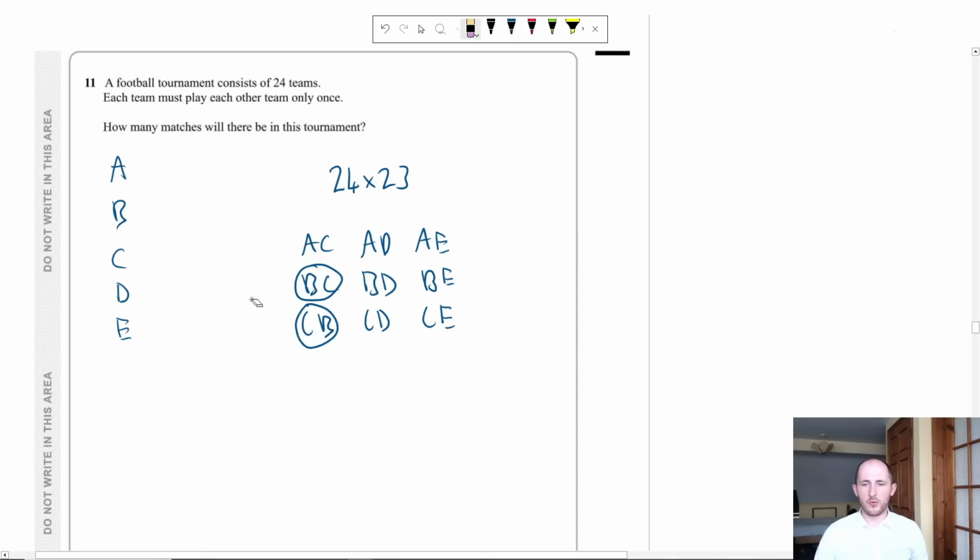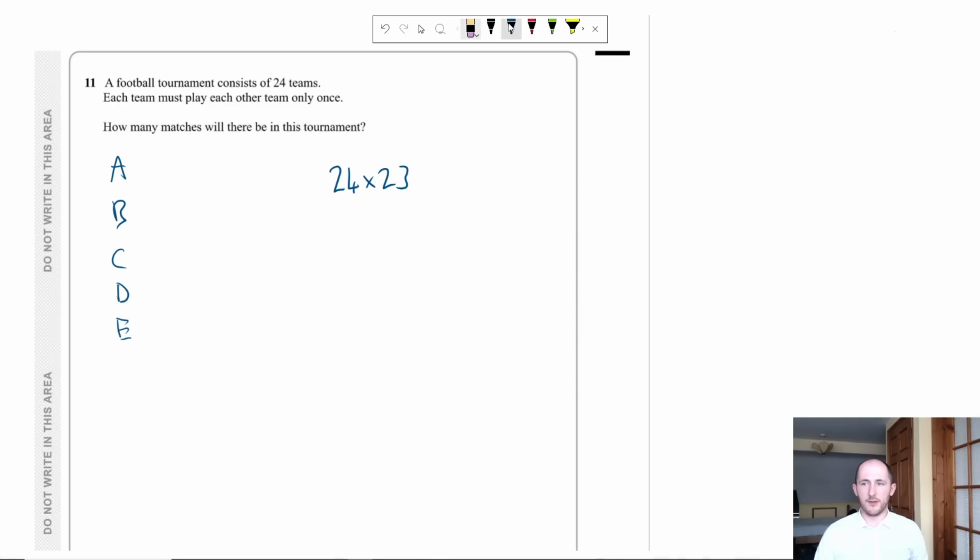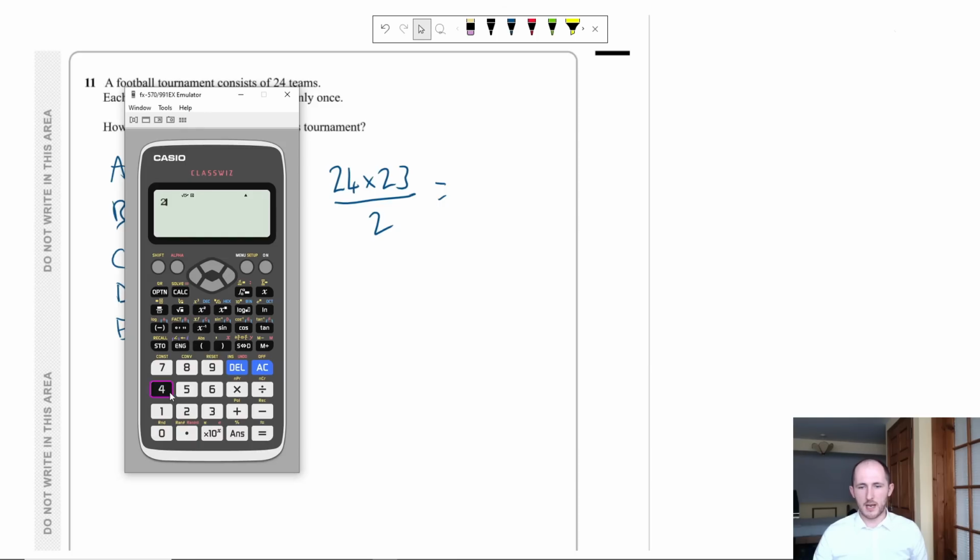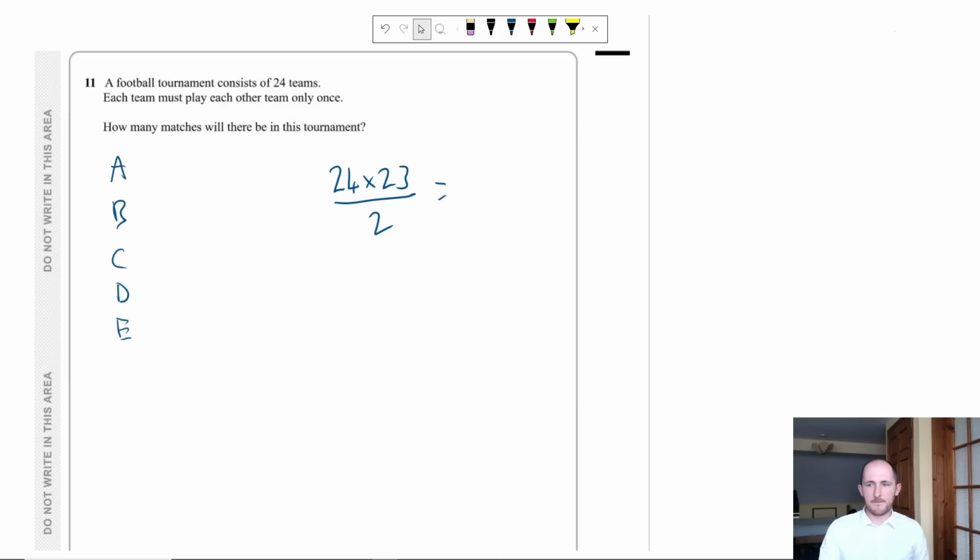Well, it's quite simple. All you have to do is divide by 2. And that will give you the number of unique matches that you can play. Okay? So 24 times 23 is the total number of matches if each team plays each other. But if they only play each other once, it's 276 matches. Okay? So be really careful with that. Again, if you just did 24 times 23, you would get 2 marks. You get the third mark for actually dividing by 2.